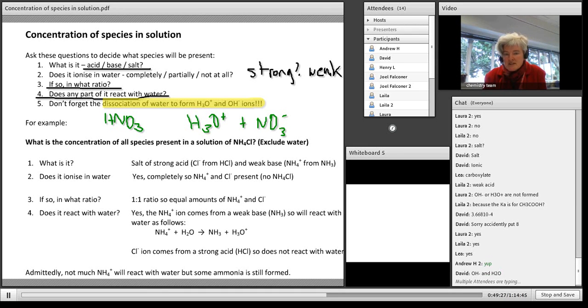Bearing in mind this is in water, I'm going to have water molecules, correct David, and I'm going to have a tiny, teensy, weensy little bit of hydroxide ion, because it's not very much. It's something that's probably going to be like 10 to the minus 14 or 10 to something over there. So it's going to be tiny, 0.000000, count the number of zeros, 1 moles per liter. But we still say it is present.